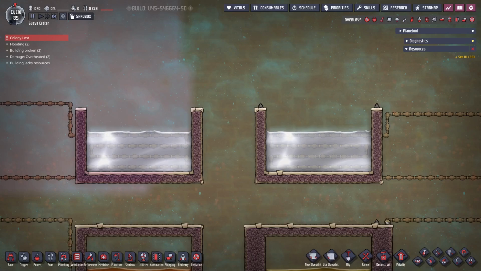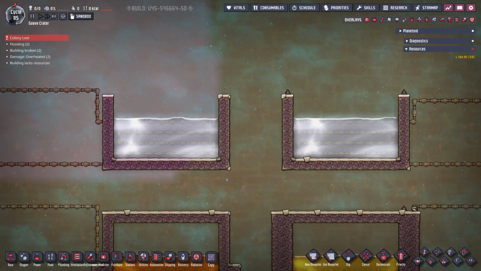Hi everyone, today we're back for an episode on Oxygen Not Included, and today we'll try to understand better how the heat is transferred within the game. The heat transferred is affected by two factors, the thermal conductivity and the heat capacity. Today we'll be working mostly with liquids, but these two factors also apply to gases and solids.